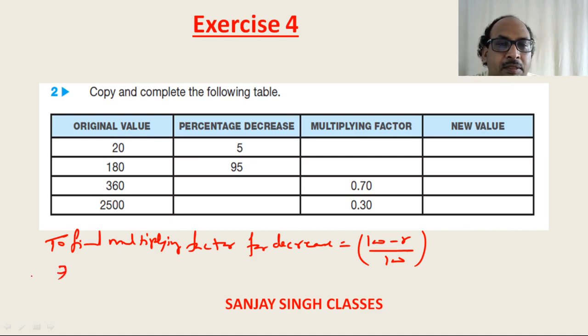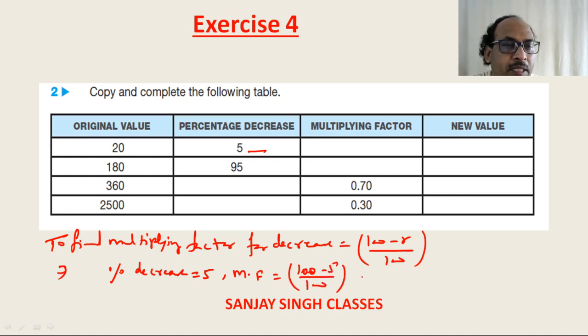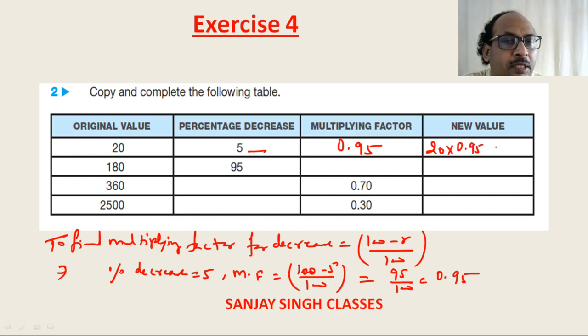Here we are given, first one, 20 is the original value, and percentage decrease is 5. So the multiplying factor will be equal to 100 minus 5 by 100, and it is giving us 95 by 100, that is 0.95. So here the multiplying factor will be 0.95. The new value will be 20 into 0.95.